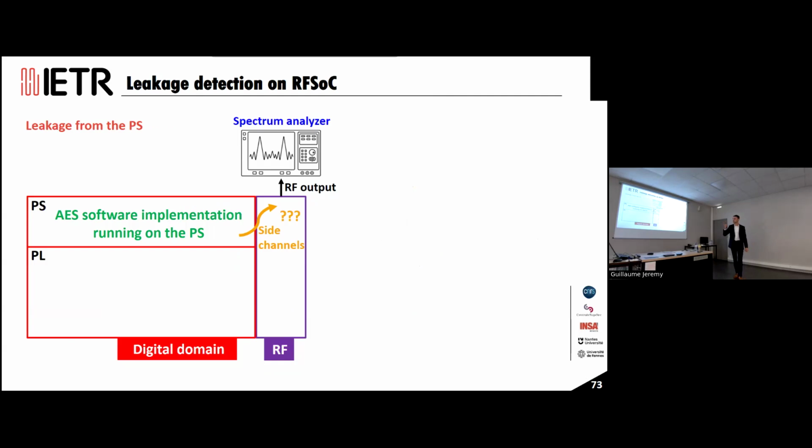So in the first experiment, we tried to detect a leakage from the processing system. We had the AES software implementation running on one processor on the processing system. And with a spectrum analyzer, we tried to detect at the output of the RF a harmonic which would correspond to the activity of the processor. But as expected, probably because of the strong isolation between the different parts, we could not detect any signal.